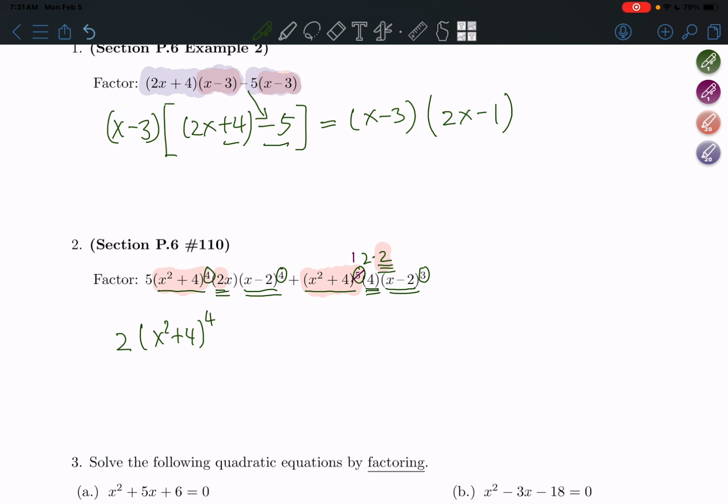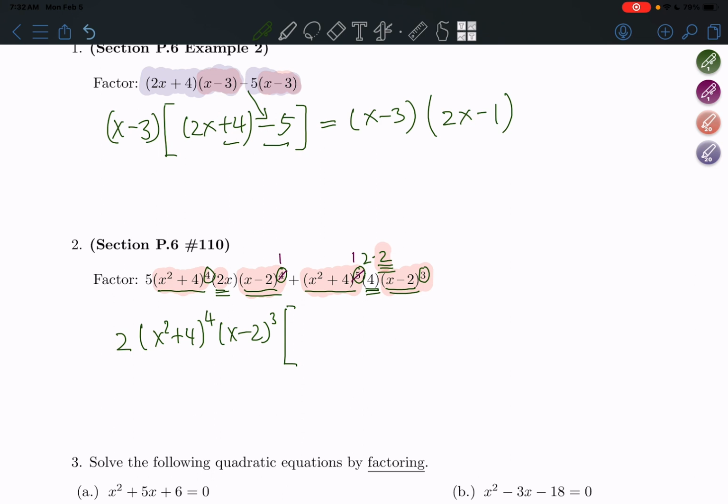And last but not least, I have x minus 2 to the 3rd power, because I got 3 copies of that here, and I got 4 copies of that here, so take out 3, I got 1 left. Okay, so I'm going to go ahead and write out all my factors, all the things I have in common. And now let's go ahead and write out the rest.